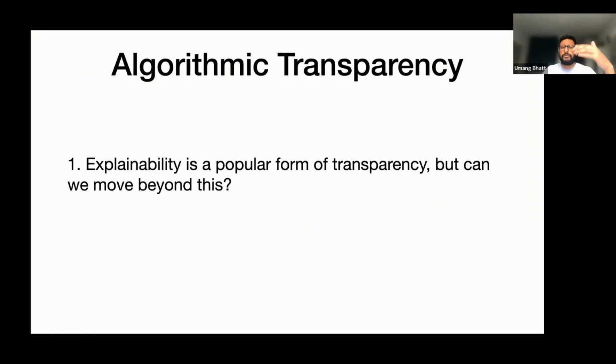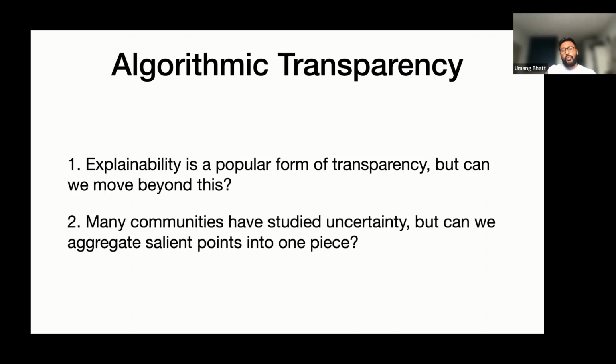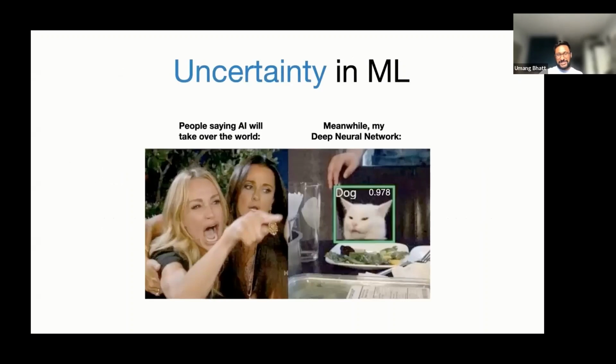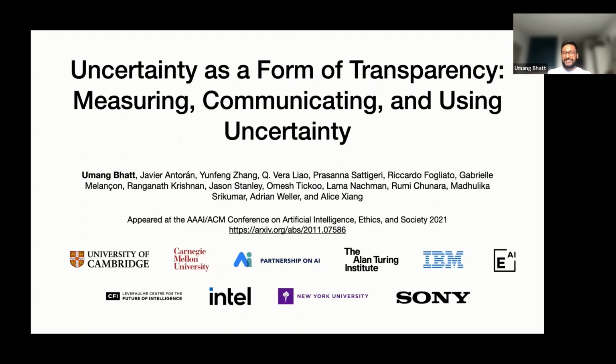So again, one of the things that I've talked about so far is explainability is a very, very popular form of transparency. And is there some way we can move beyond this, right? So we have seen a bunch of communities kind of study this idea of uncertainty as a form of transparency. But can we actually aggregate it into one salient piece? So again, what is uncertainty? Well, uncertainty is people saying AI is going to take over the world, but then us being confidently incorrect about some of our predictions. So what we did is we wrote a paper called Uncertainty as a Form of Transparency: How do you measure, communicate, and use uncertainty? Again, with folks at the Partnership on AI.